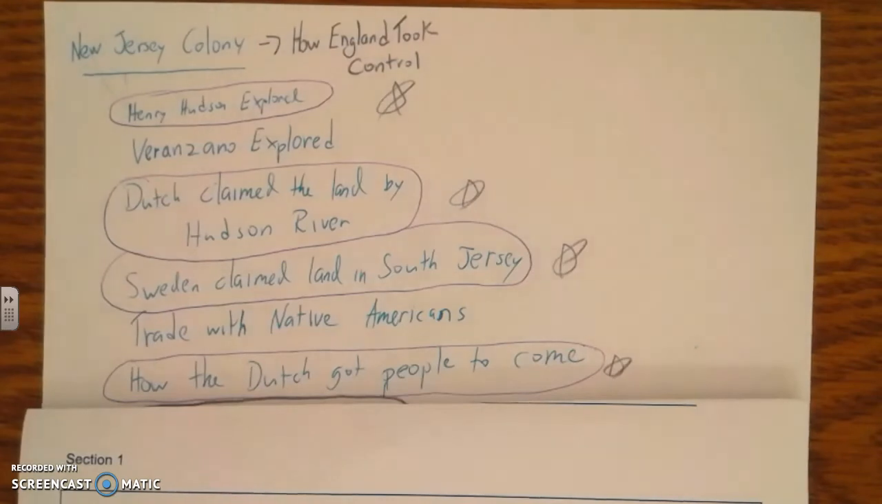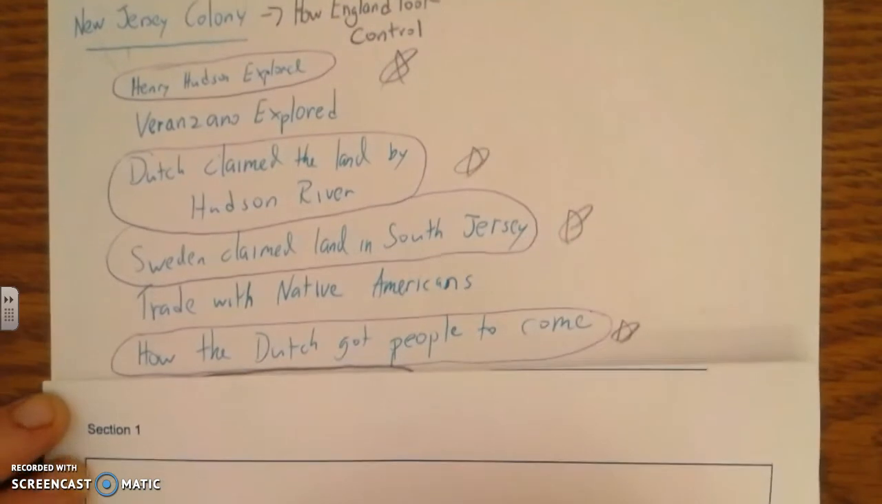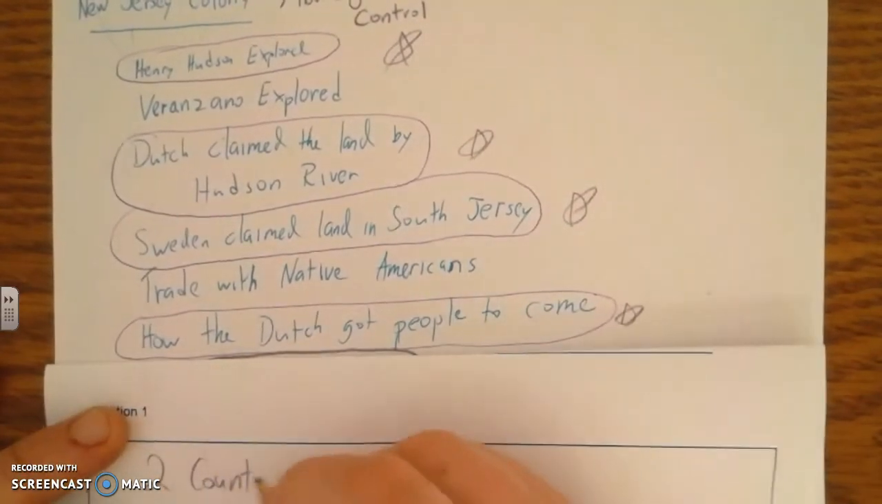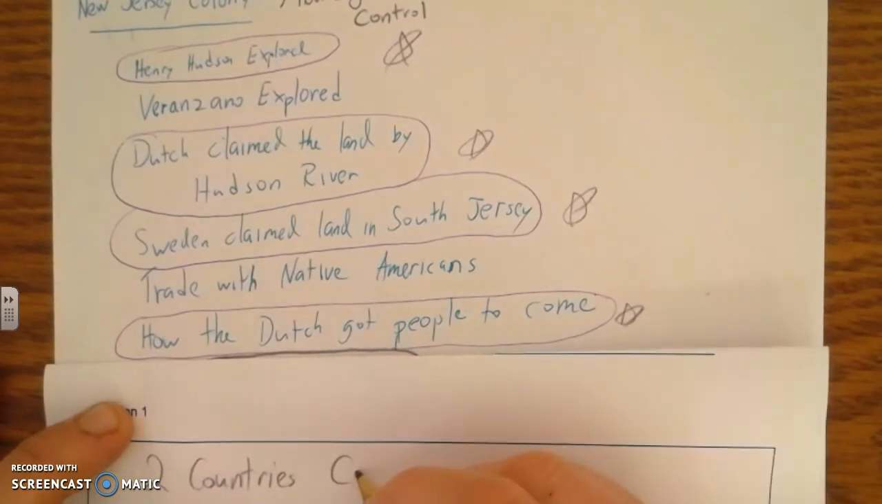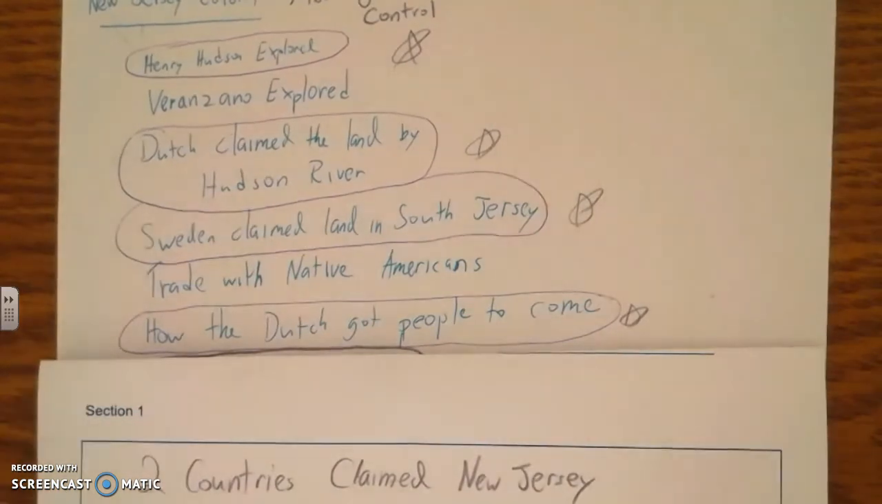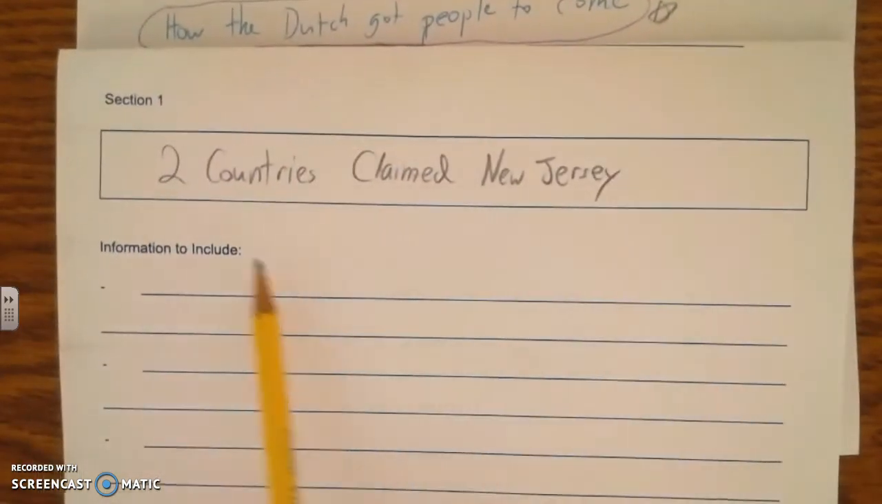So I hope this jumping around a lot is okay for you guys. I'm going to have to take a look at the video when I'm done. My first section is going to be about two countries claiming the land. So I'm going to write that on my list right here. Now I have to think, what do I want to include? This bottom section says information to include. What's important for me to teach my readers about two countries claiming the land?